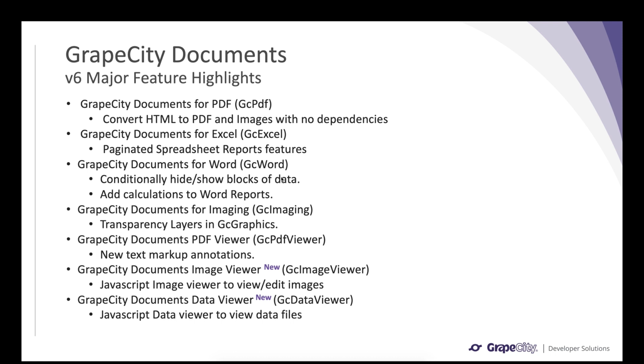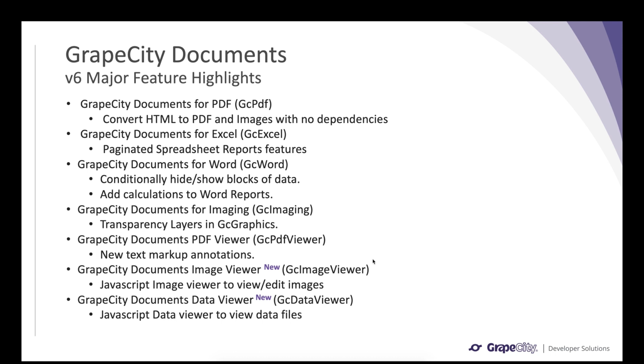In GcWord, we have added new enhancements to GcWord template, and you can conditionally show and hide blocks of data now, and add calculations to Word reports. In GcImaging, we have introduced the new concept of transparency layers, where you can modify a particular layer and merge the result into the GcGraphics object. In GcPdfViewer, we have added new text markup annotations to review PDF documents.